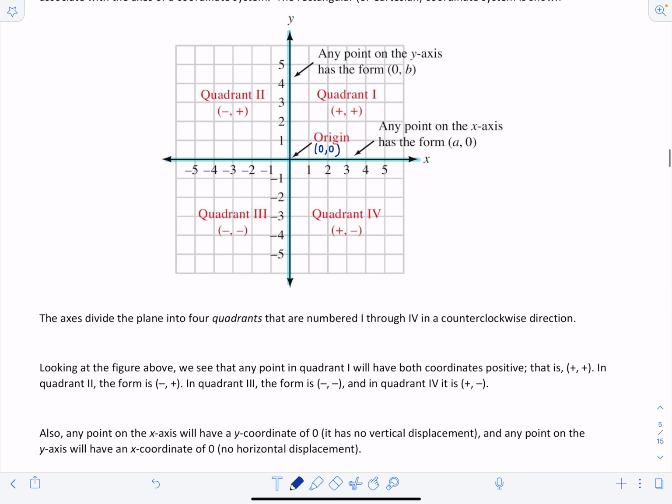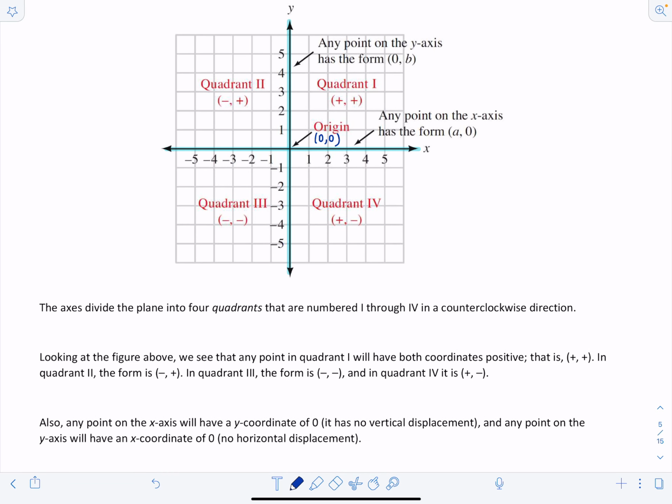So if you look at the figure above, you can see that any point in quadrant 1, right here, will have both coordinates positive, meaning both the x and y coordinate of a point that lives there is going to be positive. In quadrant 2, any point will have the form negative x coordinate, positive y coordinate.